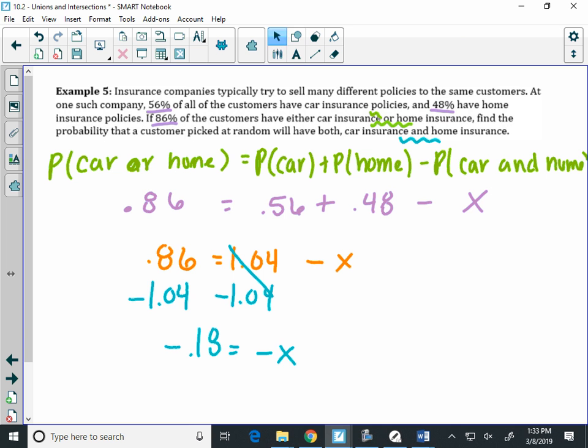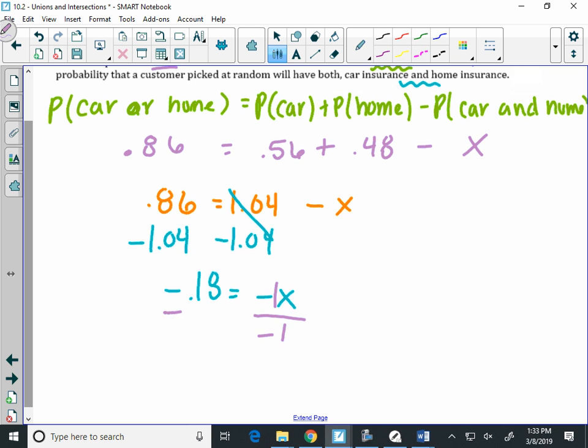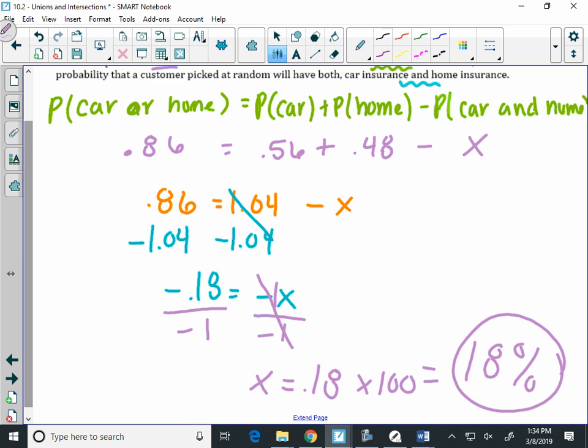Okay? It's okay to get a negative because technically there's a negative in front of that x. So to get rid of that negative 1, divide by negative 1 on both sides, that leaves us with x, and negative 0.18 divided by negative 1 is positive 0.18. And when you convert that back, you can multiply by 100, and that would give you 18%. So 18% of their customers have both car insurance and home insurance. So sometimes you have to work backwards, and that is okay.